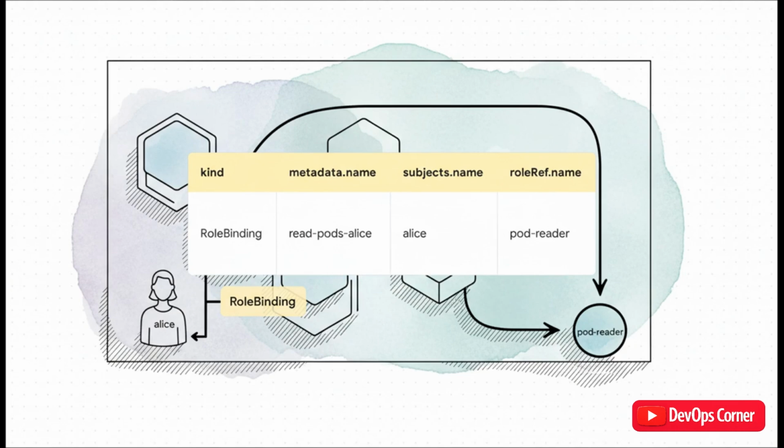Next up, we create the who. This is our role binding. Under subjects, we specify the user, Alice. And then the role ref points directly back to that pod reader role we just made. As soon as we apply this YAML, boom, Alice can now view pods, but only in that one single namespace.